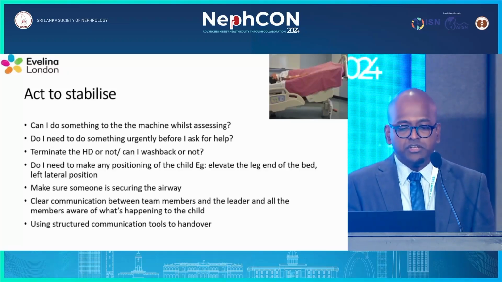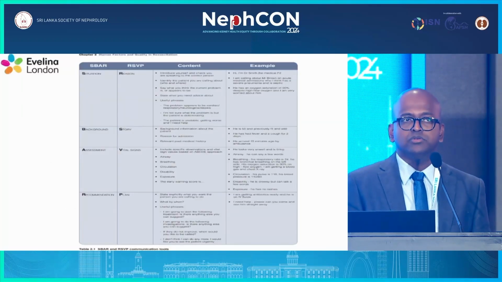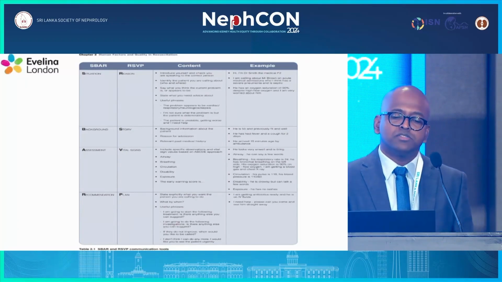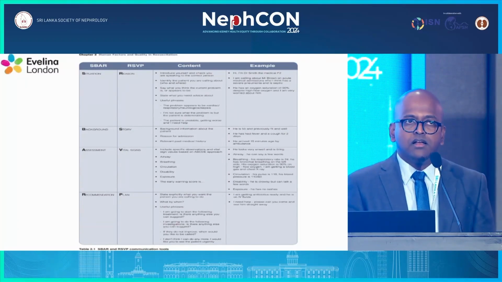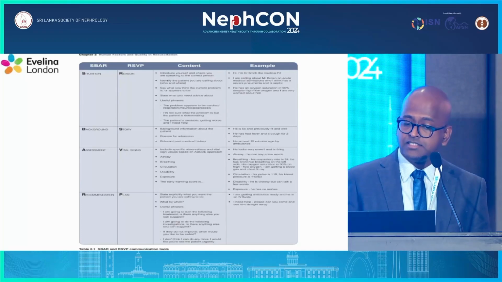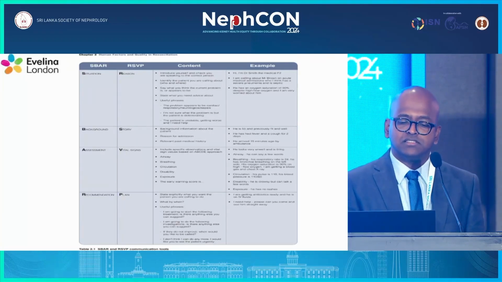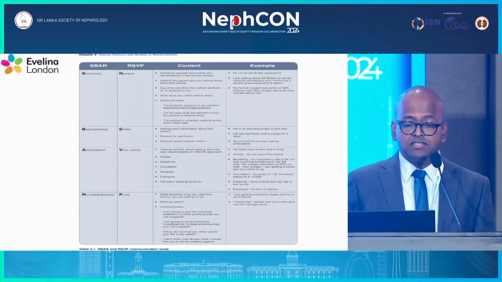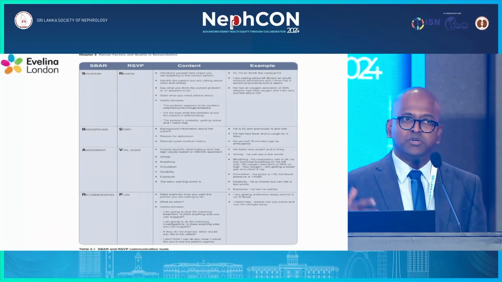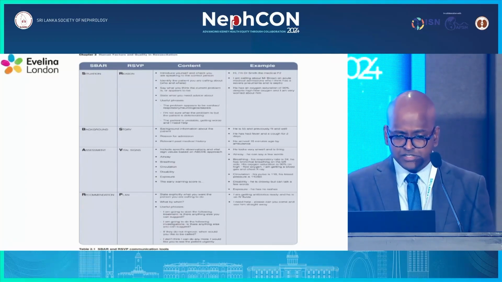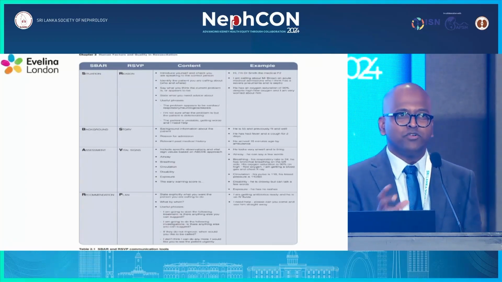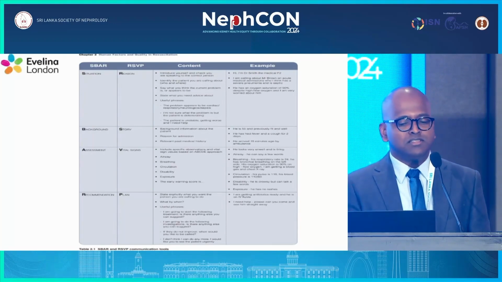Using structured communication tools to hand over is a very important part, using the SBAR technique: I'm having a situation here, this is the situation, and this is the background of that child. These are my initial assessments, and I've done these things. Are you suggesting something else? What could I do next? So it's very important to have a clear format.